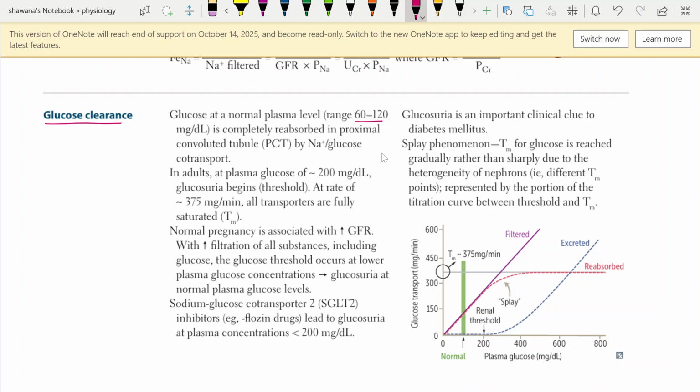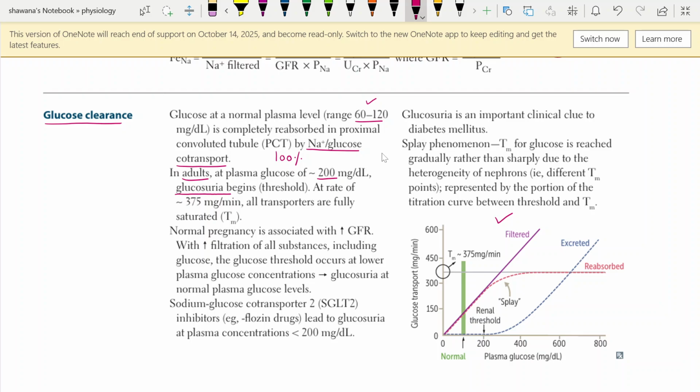Sodium glucose transporters transport 100% of the glucose. For example, if 100% is filtered, 100% will be captured by the PCT cells. In adults, when the plasma level of glucose becomes 200, because normally it was 125 or 120, it means that there is a high level of glucose present in the blood. So the kidney starts to release the glucose into the urine. Glucosuria begins, and this is known as the threshold. Its transport maximum is at 375 milligram per deciliter.